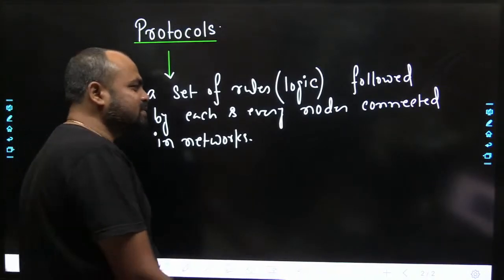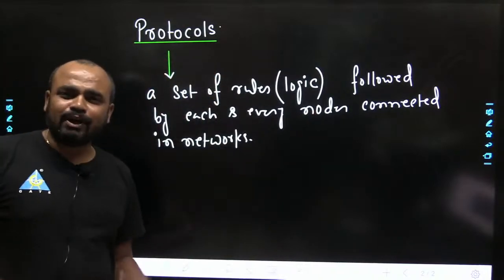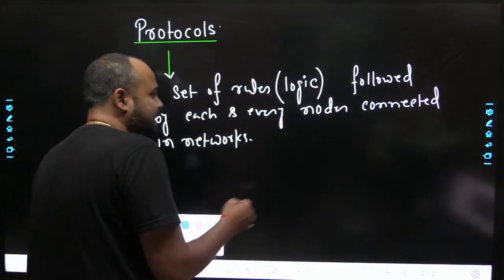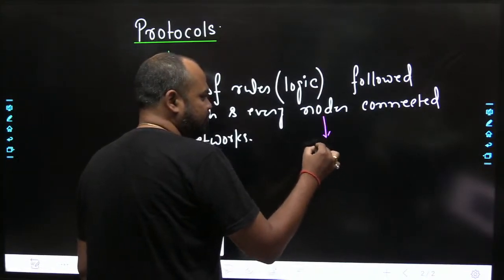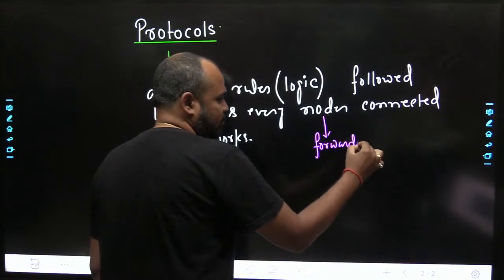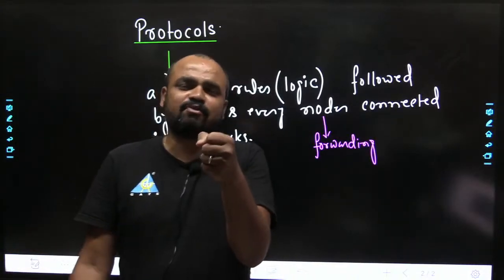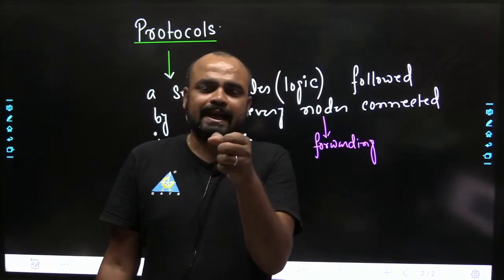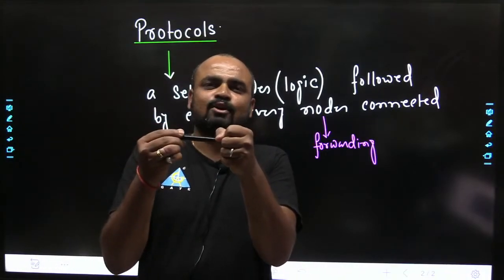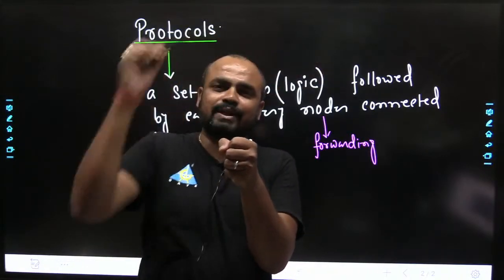See, whenever we say the term node, the node can be a forwarding device or a computer. So whenever you say the term node, it can be anything. It can be a forwarding device. Suppose this is a node and I'm saying this is a forwarding device. What does it mean? It basically means whenever a packet reaches this device, it will simply forward the packet through the outgoing link.